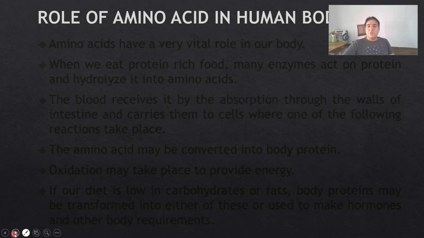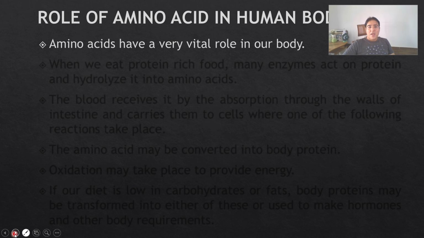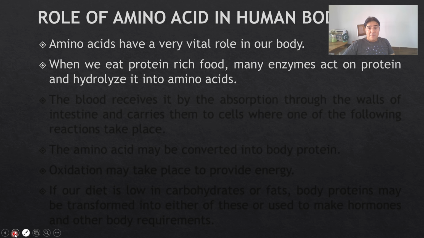So what do they do in our body? Amino acids play a very important, vital role. Without them, life is impossible. When you eat protein-rich food, beef, meat, even milk has protein, wheat has protein, what happens? The proteins are hydrolyzed, broken down into amino acids.